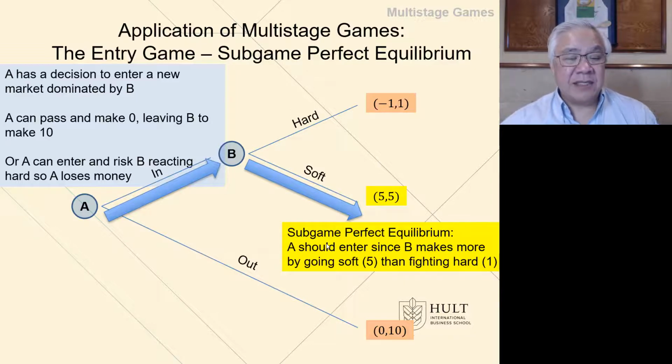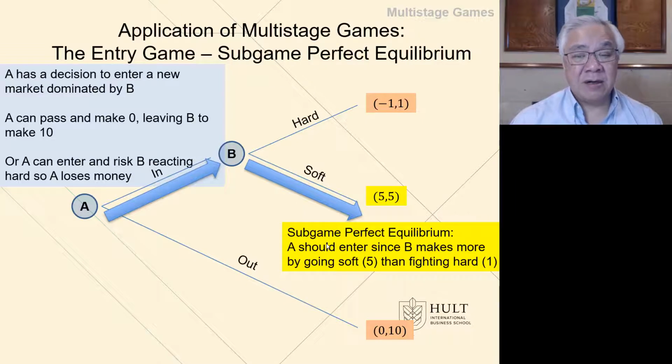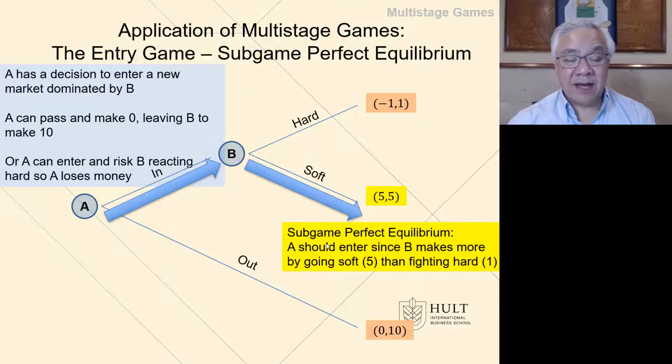If A announces the entry into the market of B, if B thinks A is serious about it, they're going to go soft, because to go hard against a committed entrant, they're going to actually go down from 10, which is their monopolistic position, down to 1. Whereas if they do a soft response, they'll go from 10 down to 5. So this is the subgame perfect equilibrium for A, since by announcing going in, it will force the hand of B into going soft, and therefore A will make 5.